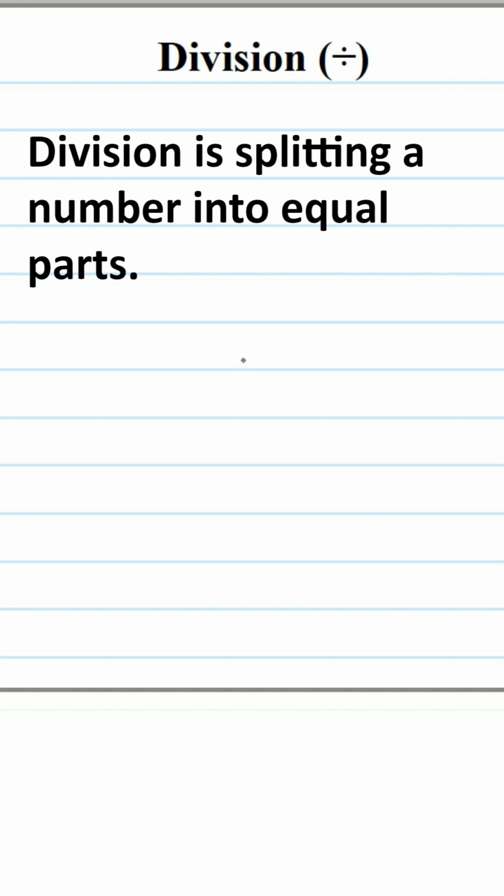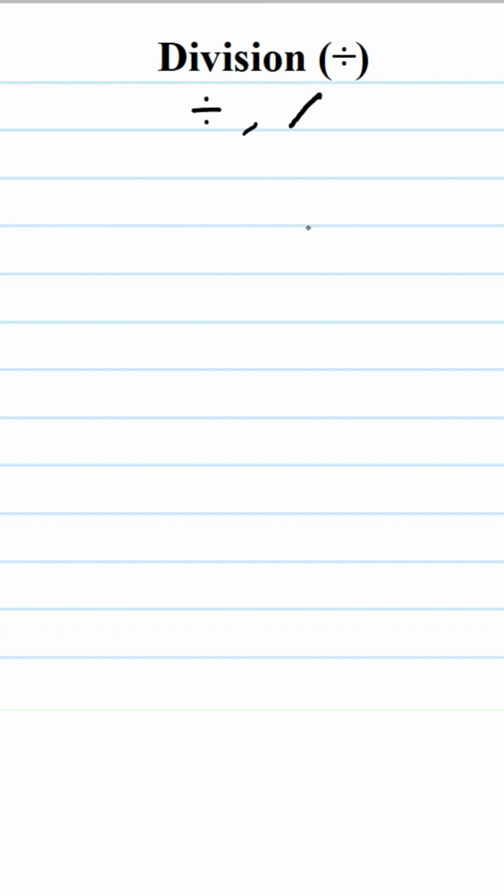Our next basic operation is division. What is division? Division means splitting a number into equal parts. The symbols we use for divisions are a dash with 2 dots above and below, and also we can use a forward slash. So these are the 2 symbols we use for divisions.